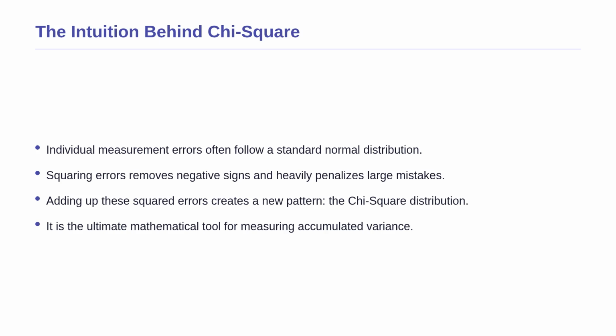You want them to be exactly 10 centimeters long. Sometimes they are too long, sometimes too short. These individual errors often follow a standard normal distribution, which is a classic bell curve. But what if we only care about the magnitude of the error? To remove negative signs and heavily penalize large mistakes, we square each error measurement. When we add up these squared errors from multiple independent samples, the total follows a brand new pattern. This is the chi-square distribution, the ultimate tool for measuring accumulated variance.